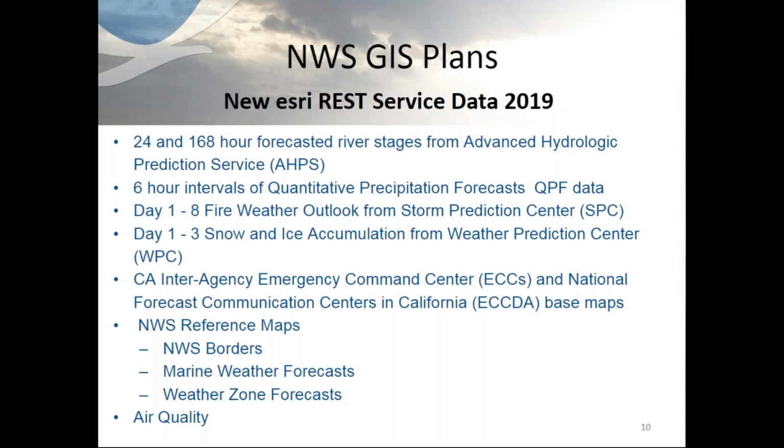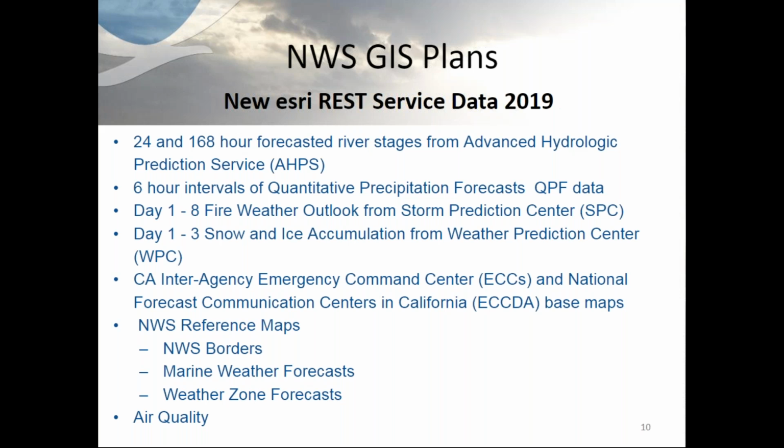So our plan, the first four on this slide are what went live today. So that's the Advanced Hydrologic Prediction Service. That's our water program, so it's river stages. We've added the 24 and 168 hours additional quantitative precipitation forecast, or what you would hear Weather Service refer to as QPF.